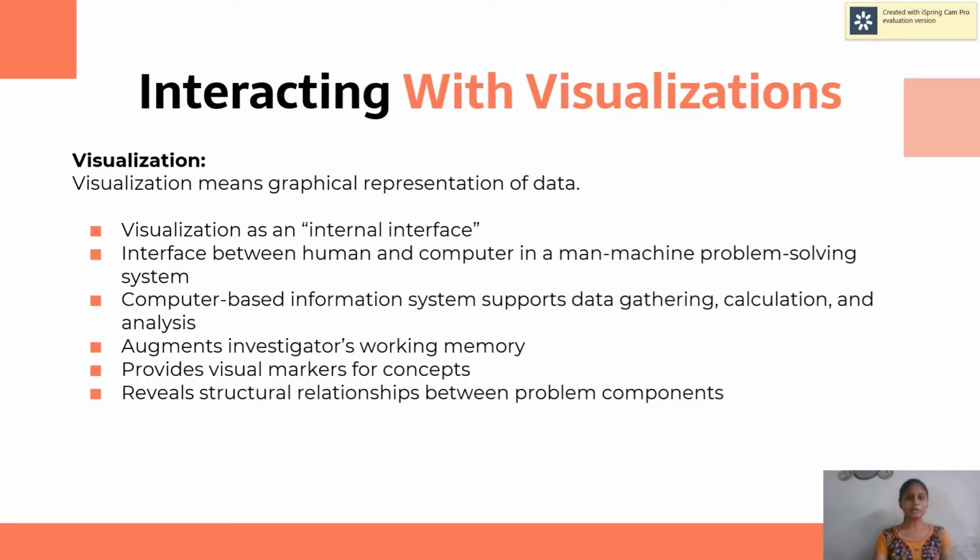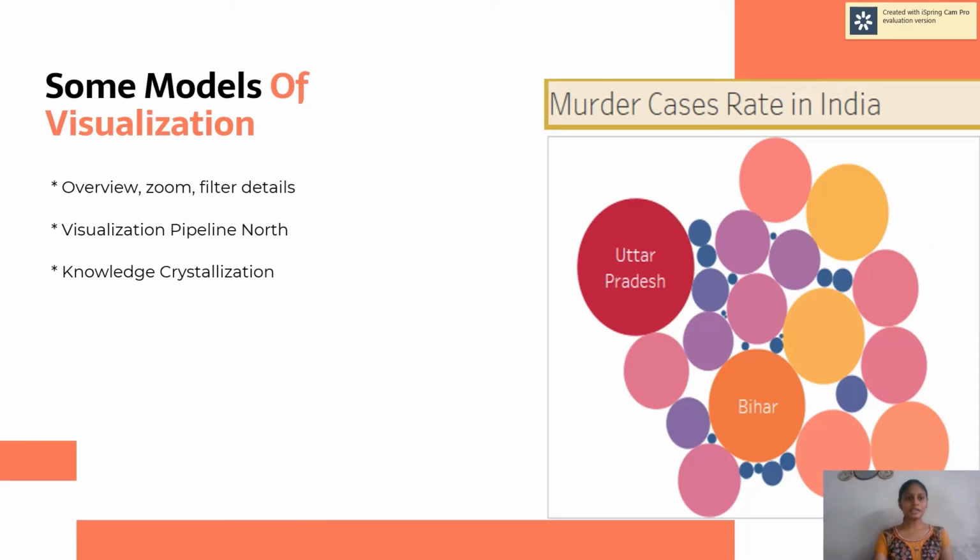It is an interface between human and computer in a man-machine problem-solving system. It provides visual markers for concepts. It reveals structural relationships between problem components. Next, moving on to some models of visualizations: overview, zoom, filter details, visualization pipeline, knowledge crystallization. Let's discuss briefly about these models in coming slides.